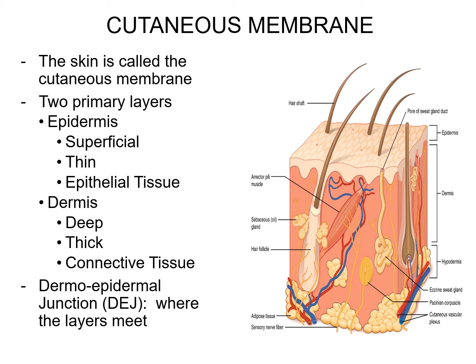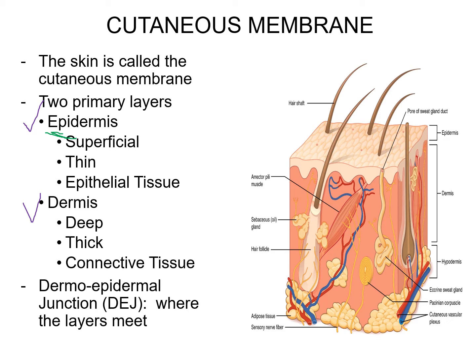The skin has two primary layers or primary sections. We have the epidermis and the dermis. So whenever you see this prefix epi, this means on top of. So it makes sense that the epidermis sits on top of the dermis.